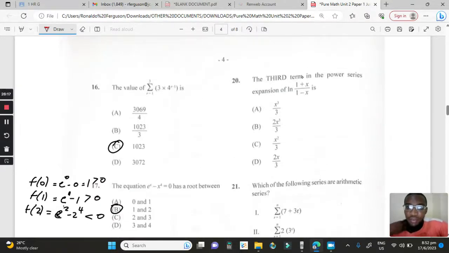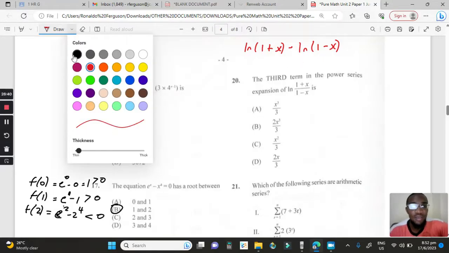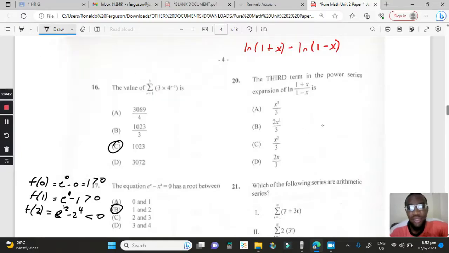Third term of the power series expansion, ln of 1 plus x over 1 minus x. So this is really ln 1 plus x, log a over b, so minus ln 1 minus x. And we just need to expand this right here. So the power series is when you use either Taylor or Maclaurin, but I really don't understand why they're giving me this little bit of space to work with.